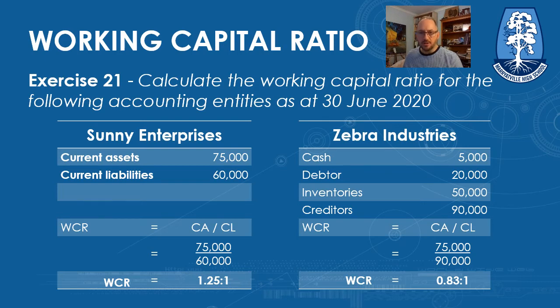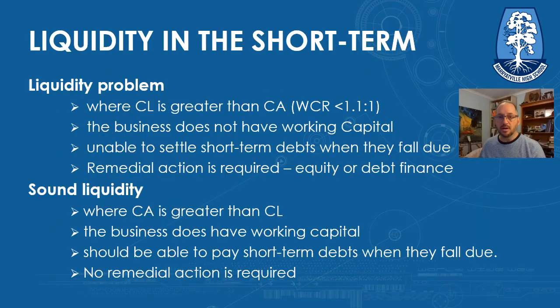Zebra Industries, on the other hand, has cash, debtors and inventory of 5,000, 20,000 and 50,000 and has creditors of 90,000. So we're going to do a little sum here. Current assets: cash, debtors and inventory, add them all up together. 75,000 divided by 90,000 gives us a working capital ratio of 0.83 is to 1. Okay, that doesn't sound as good, does it? Let's have a look at that and see what it all means.